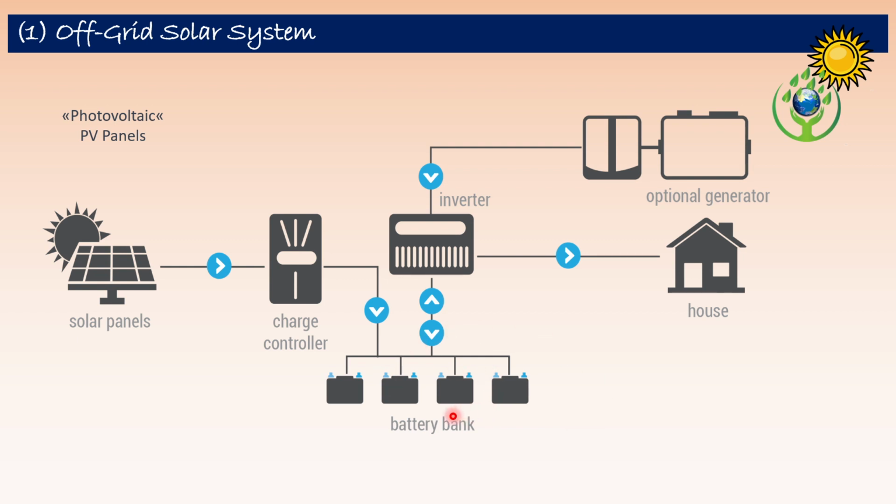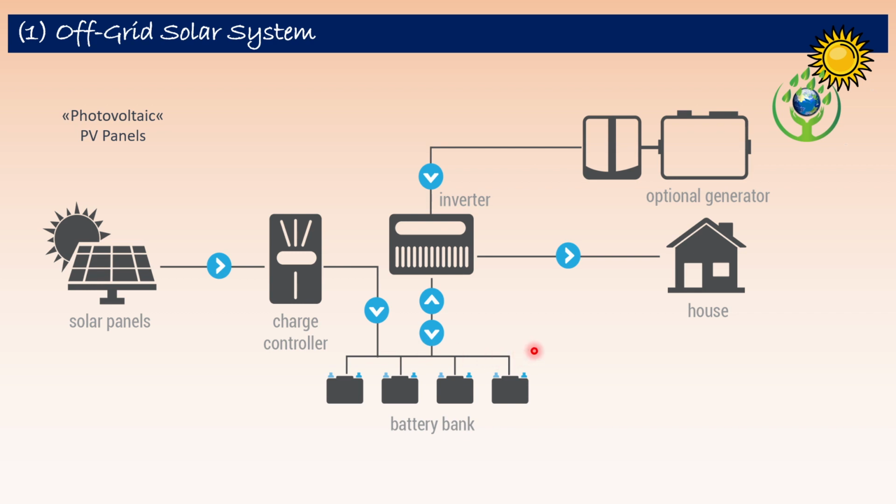Now, to use this DC current at home and to operate some loads, we need to change it to AC current. That's why we use something called an inverter. The purpose of the inverter is to convert the DC current into AC current. Then that current will be used at your home for electricity loads such as the washing machine, the refrigerator, and electricity in general.